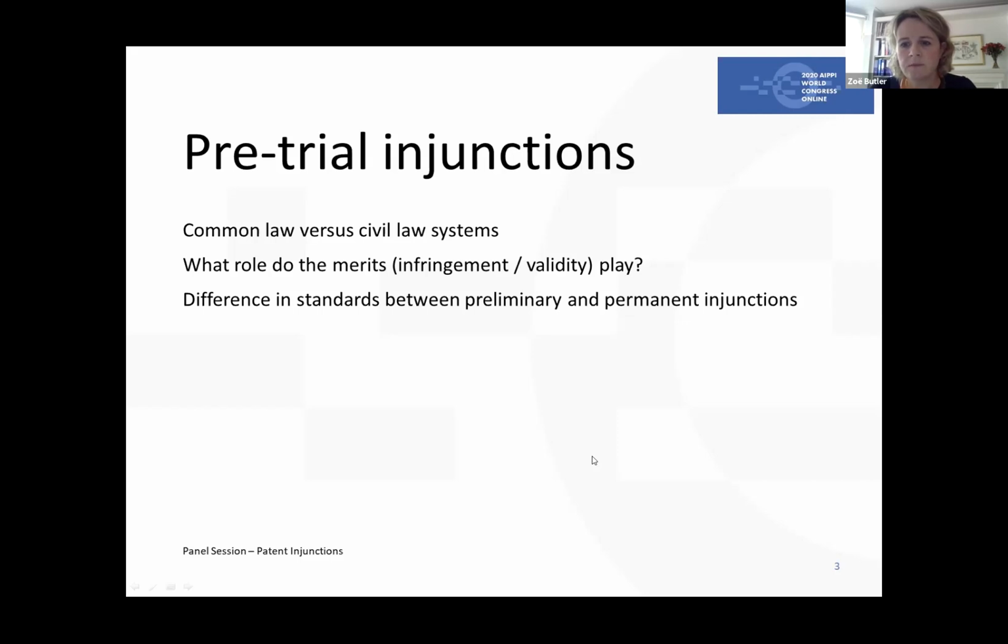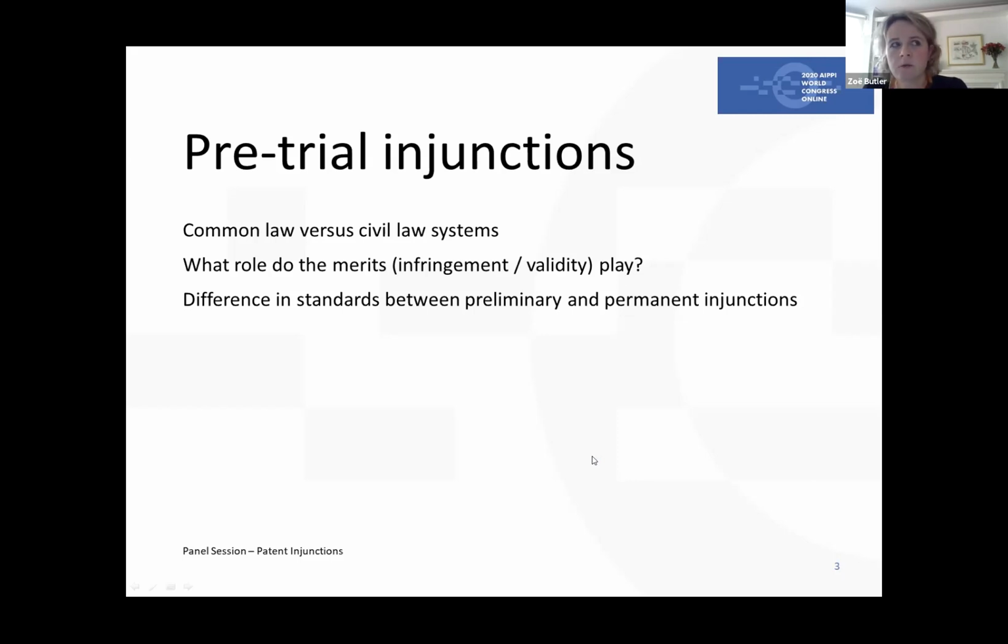In terms of evidence, it will be based on written evidence. So in that sense, there's quite a contrast to a full trial in the UK where we have live testimony and cross-examination. It will be on the written evidence, and a lot of evidence is put in, but it tends to be more on the questions of irreparable harm and balance of convenience.